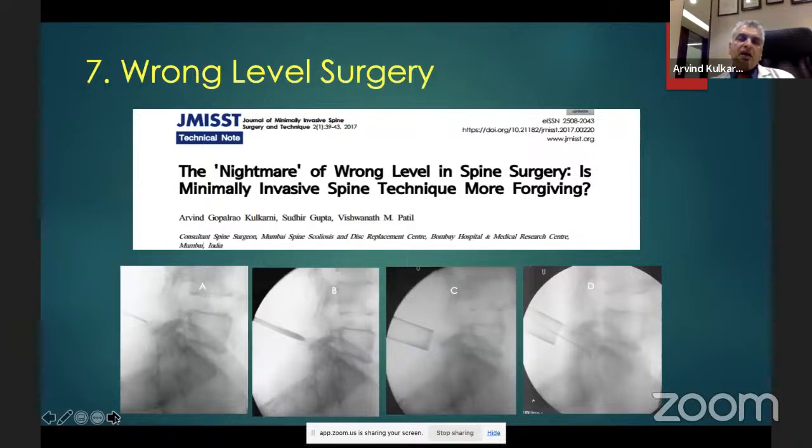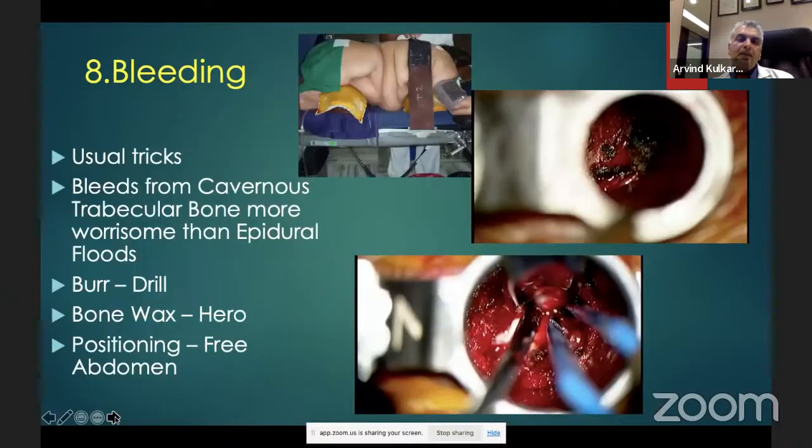Wrong level surgeries are uncommon in tubular surgeries because the tube is docked on the level which you're going to operate. You have your C-arm shoots, so it's very unusual to do a wrong level surgery.